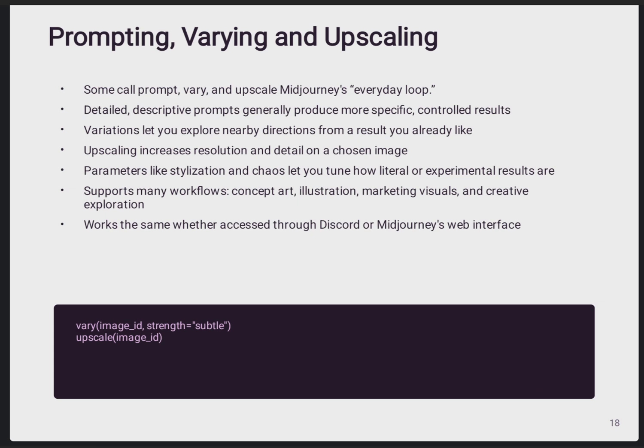Detailed, descriptive prompts generally produce more specific, controlled results. Variations let you explore nearby directions from a result you already like. Upscaling increases resolution and detail on a chosen image. Parameters like stylization and chaos let you tune how literal or experimental results are. Midjourney supports many workflows: concept art, illustration, marketing visuals, and creative exploration. It works the same whether accessed through Discord or Midjourney's web interface.